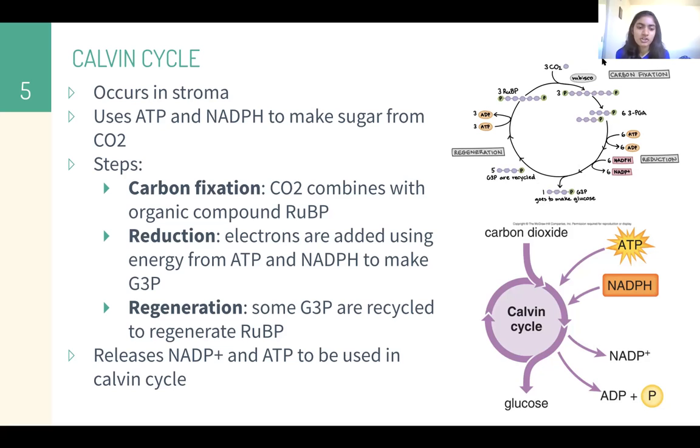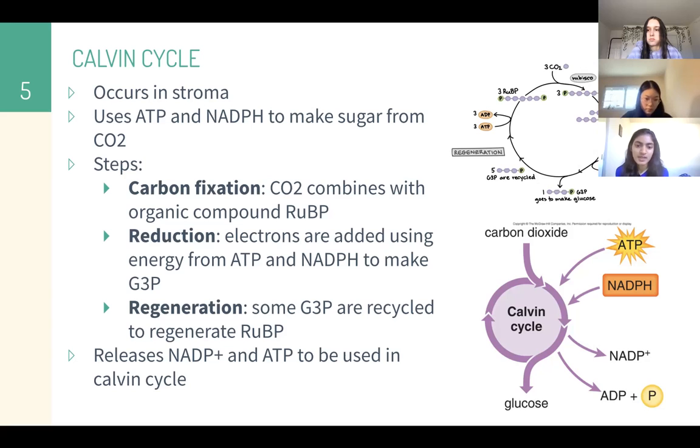And the next step is regeneration, where some of the sugars that make up glucose, the G3P, are recycled to regenerate RuBP. And this releases NADP+ and ATP to be used in the Calvin cycle.